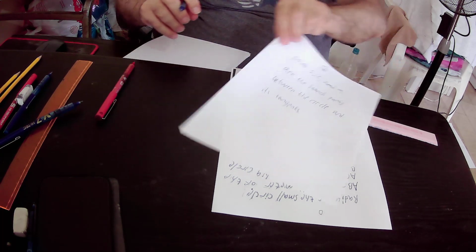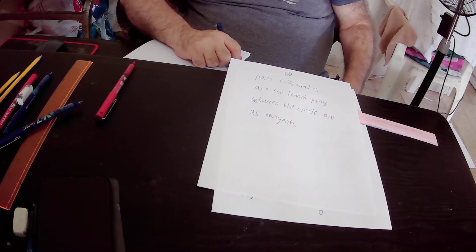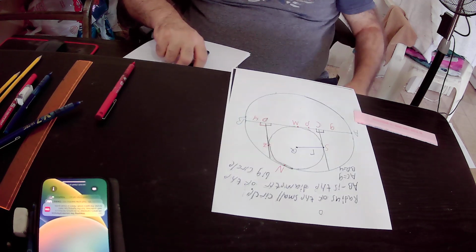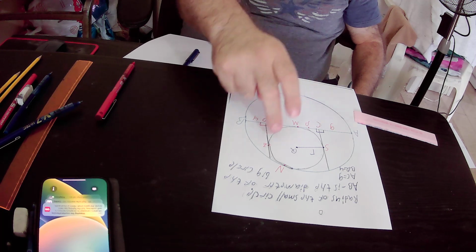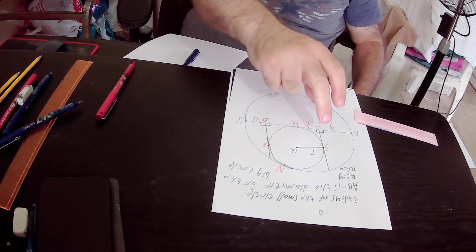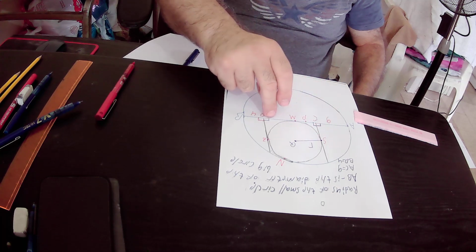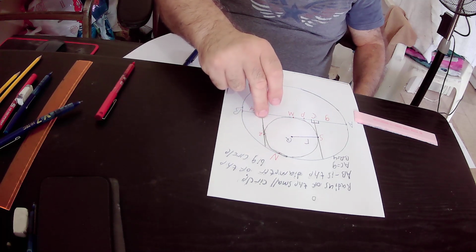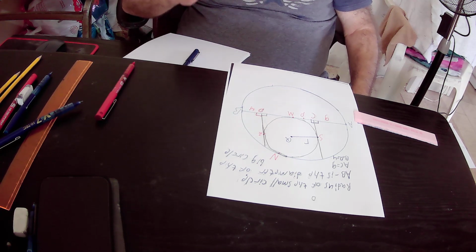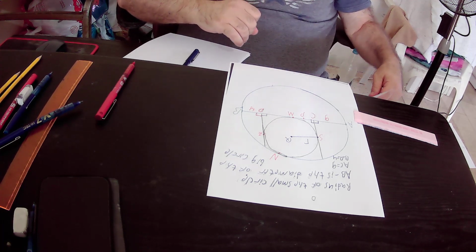I'll read again the things that I wrote. Points S, Z, and M are the launch points between the circle and its tangents. This is the first tangent, this is the second tangent, and this is the third tangent. So those points S, M, and Z are the launch points between the circle and its tangents.